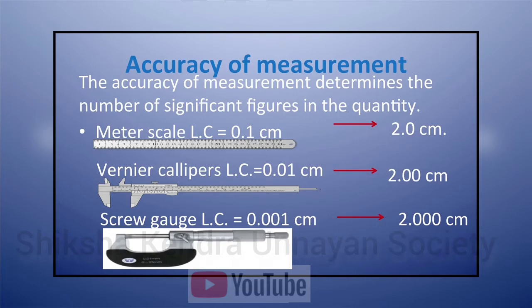Here there are two significant figures. With a vernier caliper whose least count is 0.01 centimeter, the measurement comes out to be 2.00 centimeter. Here there are three significant figures.